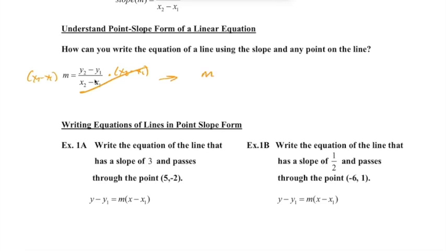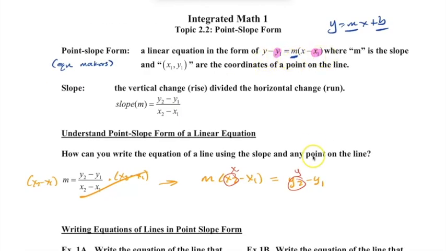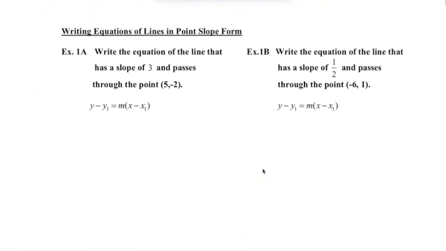You have m times x2 minus x1 equals y2 minus y1. And then if you just change the x2 to x and the y2 to y, you have your point slope form. Y minus y1 equals m times x minus x1. That's where it comes from. You just get the slope equation and multiply. And wait, let's use it. Let's use our point slope form.